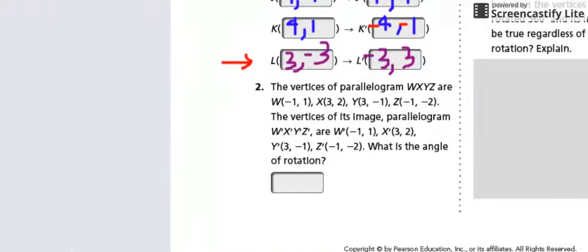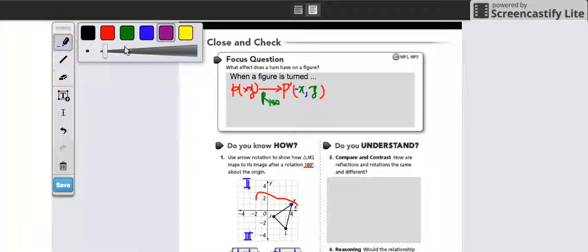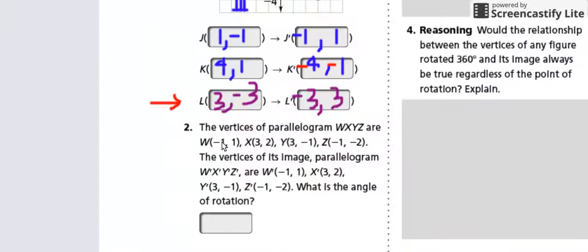What is the angle of rotation? AKA, in other words, also known as, how many times did you rotate? So look at the numbers. Look at the quadrants. So this is actually a simple question. They just want to try to see if they can trick you to, I don't know, maybe paralyze you.